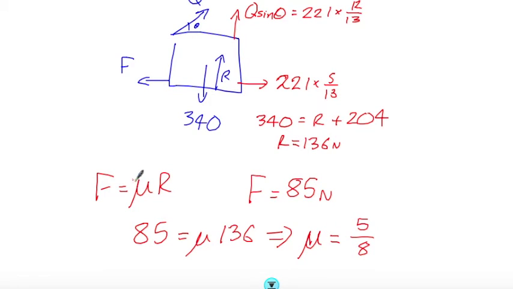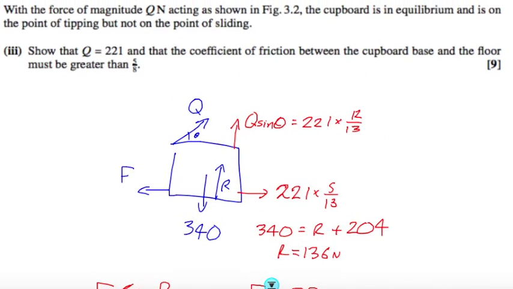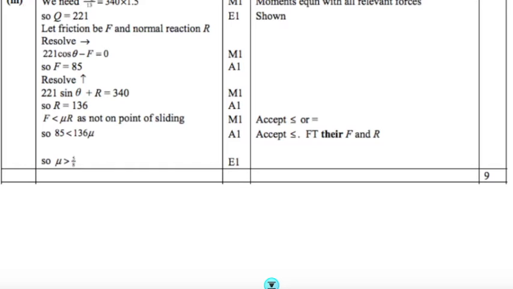So really here we could have said F is greater than mu R, 85 is greater than mu over 136. Why am I talking rubbish? I've got it the wrong way around. So F must be less than mu R. In other words, the frictional force at the moment must be less than the total possible frictional force, and that gives you that mu must be greater than 5/8. But I think if you do equals and then you justify it at the end, that's fine. So here we've got except less than or equals, and then just make sure you explain yourself at the end.